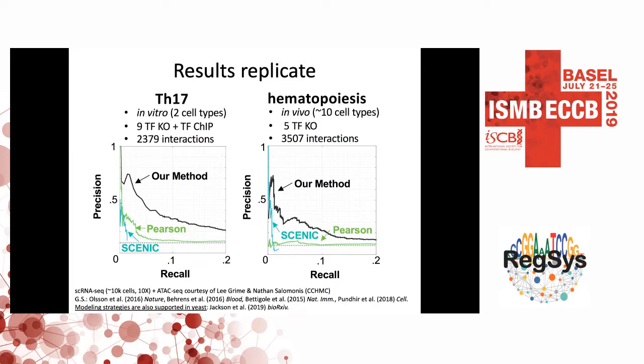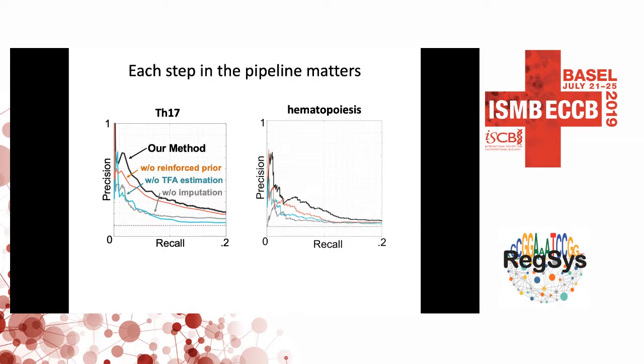We also tried to replicate our results, and so in the context of hematopoiesis, so this is an in vivo setting and a data set involving about 10 different cell types. Our gold standard is pretty small. It's only 5 transcription factor knockouts, but we did see similar results. Again, we also did experiments where we removed each of the steps, and you can see that using all of the steps in our pipeline results in the best performance in hematopoiesis as well.